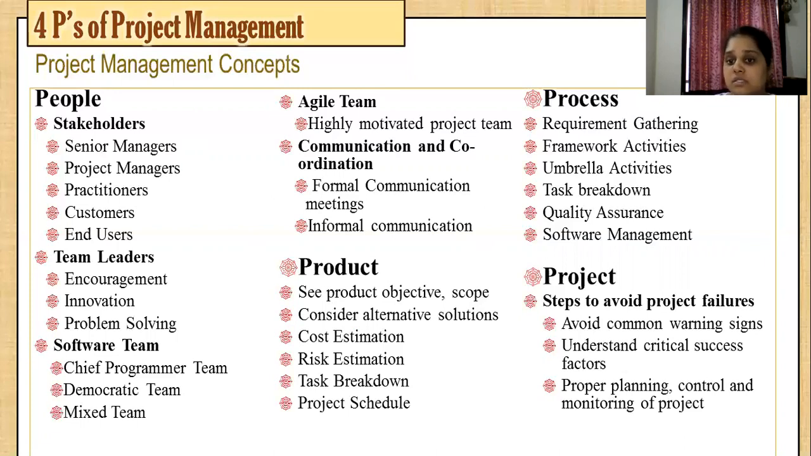Next is your process. Process is nothing but the various steps that you are doing in order to develop the software. You already have studied this. You are doing the requirement gathering, which we have studied in the previous unit. You are following the framework activities like your SDLC, that is your modeling, deployment, coding, testing, and communication. These are your framework activities. Next are your umbrella activities, where you are doing management, tracking, and control. Then your task breakdown, where you are dividing it into subtasks. You are checking for quality, and after your software has been delivered, you are doing software management by providing after service, like what kind of things you require after your software has been delivered.